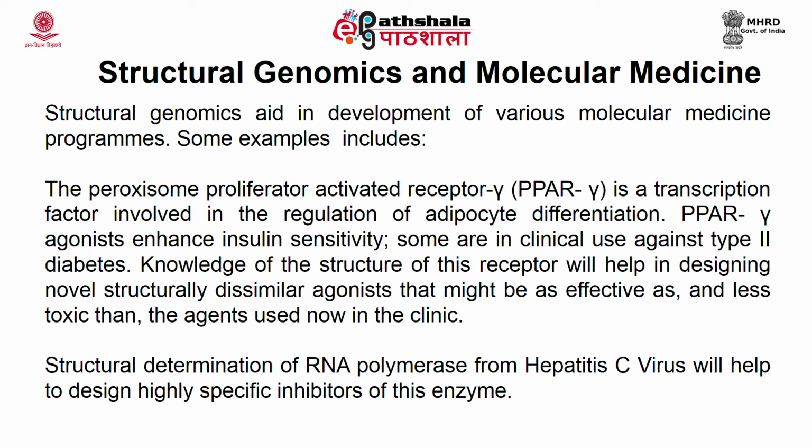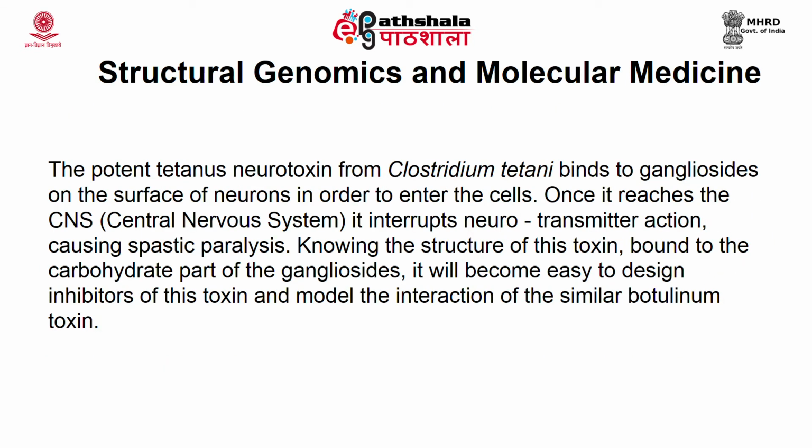Structural determination of RNA polymerase from hepatitis C virus will also help to design highly specific inhibitors of this enzyme. Then the third point: the potent tetanus neurotoxin from Clostridium tetani binds to gangliosides on the surface of neurons in order to enter the cells. Once it reaches the CNS, central nervous system, it interrupts the neurotransmitter action, causing spastic paralysis. So, knowing the structure of this toxin bound to the carbohydrate part of the gangliosides, it will become easy to design inhibitors of this toxin and model the interaction of the similar botulinum toxin.